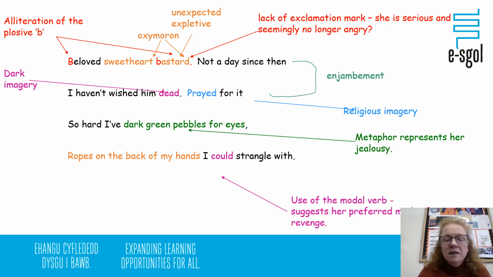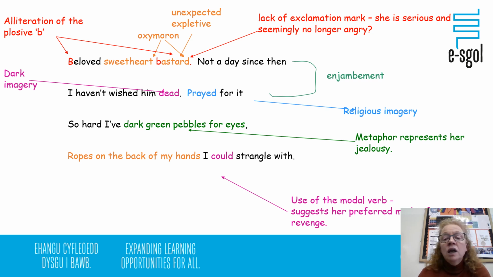She's praying for him to be dead. And we've got the "could". "Ropes on the back of the hands I could strangle with." It's a modal verb, suggests her preferred method of revenge, but it also suggests that she's thinking about it, she's considering it. She hasn't done it. This isn't about her murder spree that she's been on, but she's considering it.